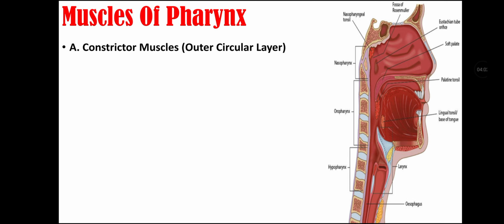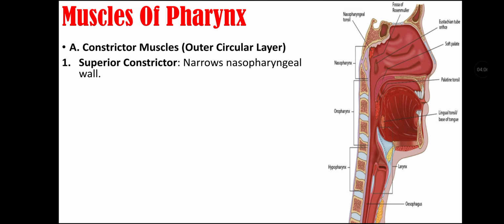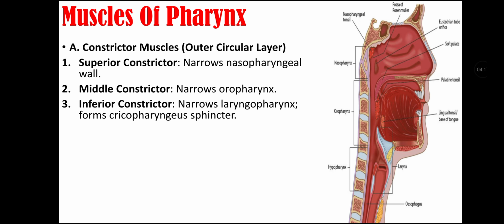Now let's talk about muscles of pharynx. They include constrictor muscles that are also called outer circular muscle. These constrictor muscles include superior constrictor muscle that narrows nasopharyngeal wall, middle constrictor muscle that narrows oropharynx, and inferior constrictor muscle whose function is to narrow laryngopharynx, and they also form cricopharyngeal sphincter.